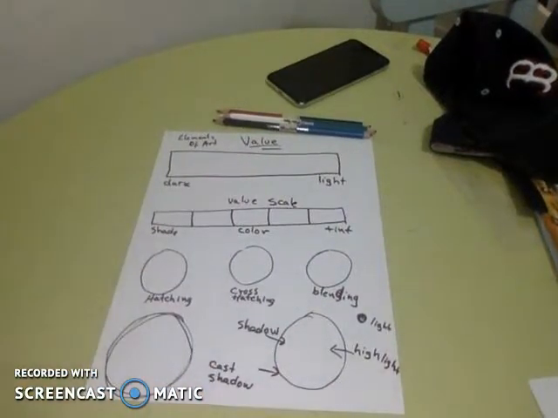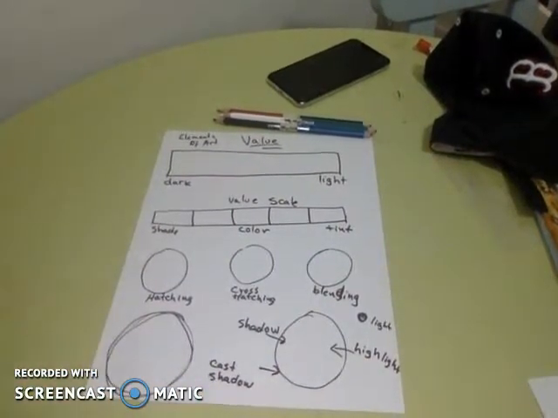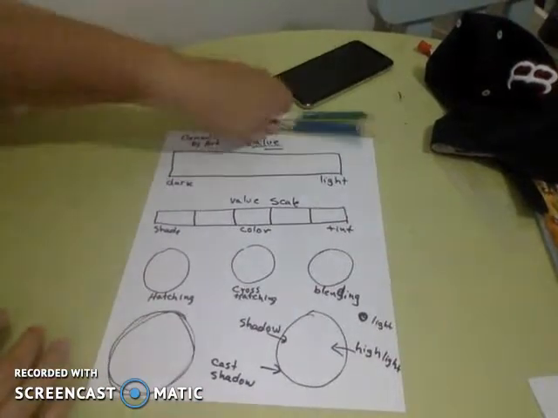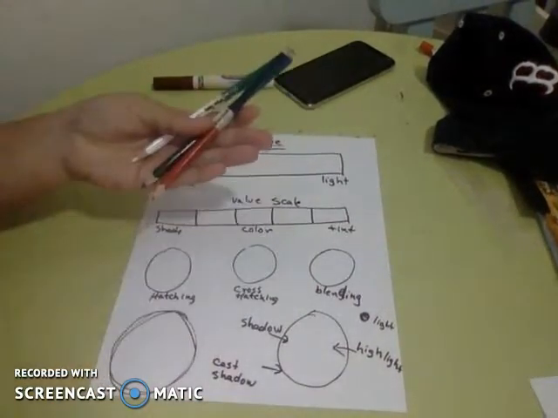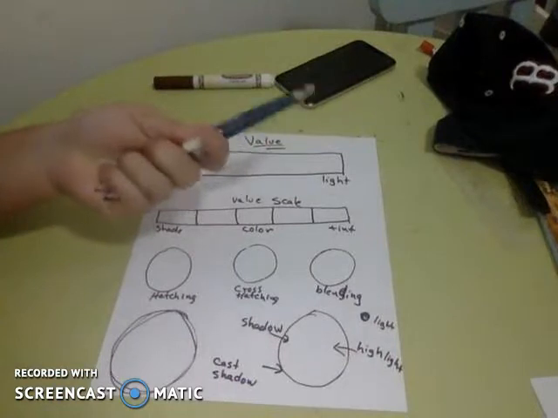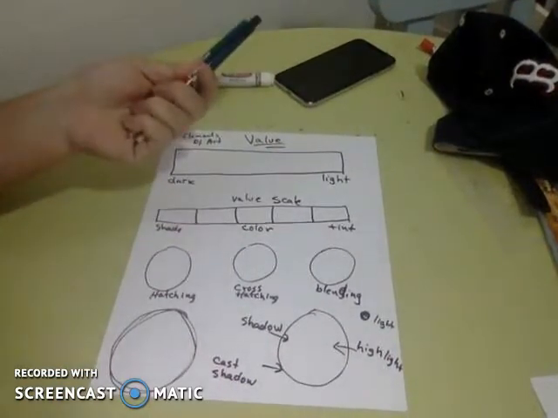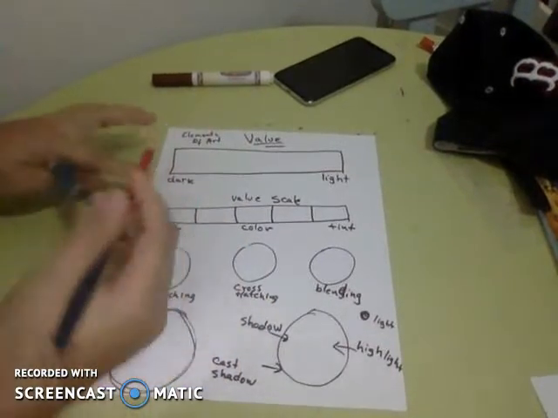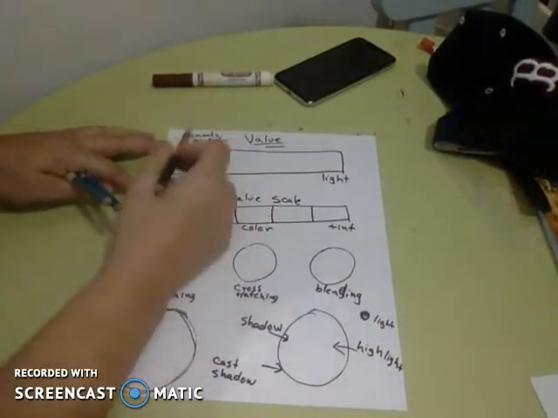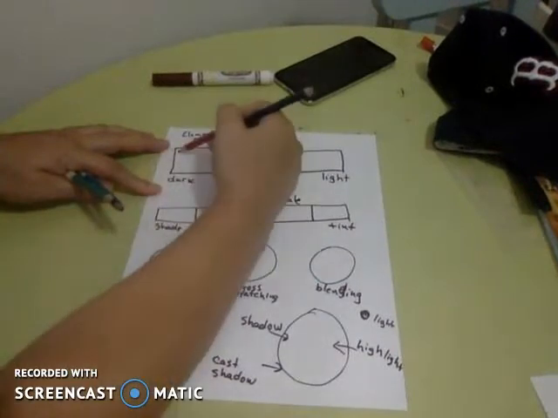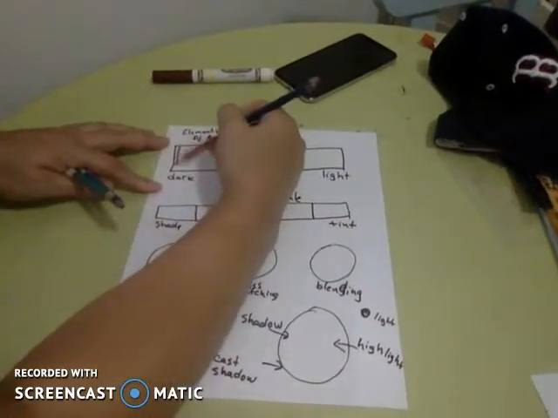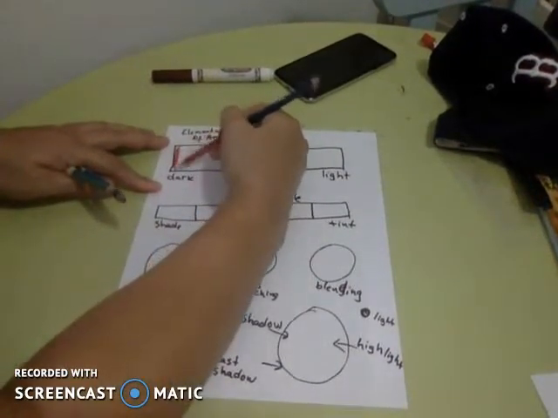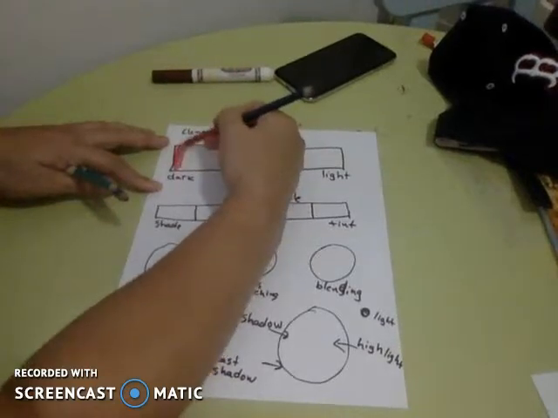Okay. So, here this is what I have available. If you don't have color pencils, you can use crayons, whatever we have, right? Okay. I'm going to use red to show value. So here, elements of art, we have value. I'm going to do really, really dark red, right?